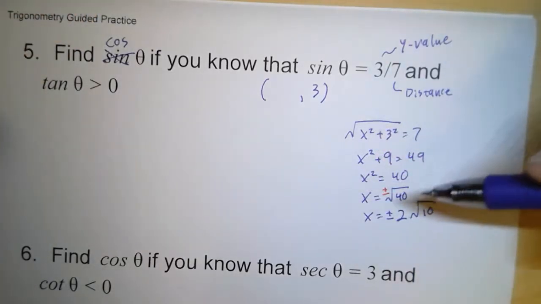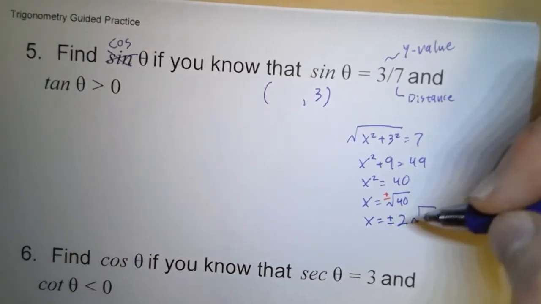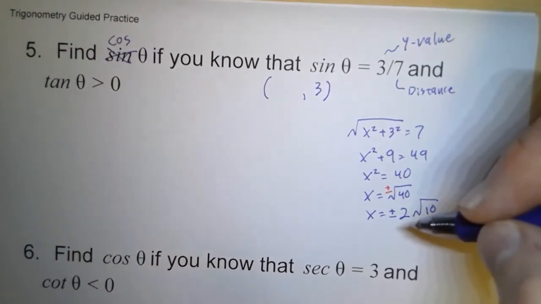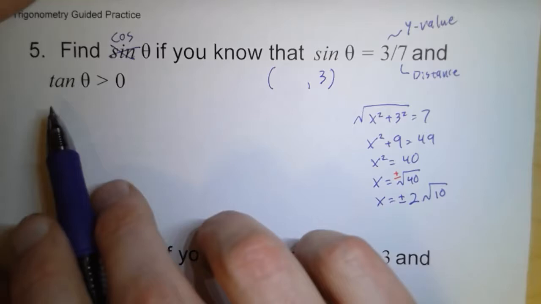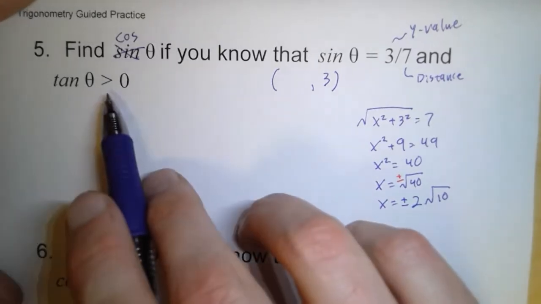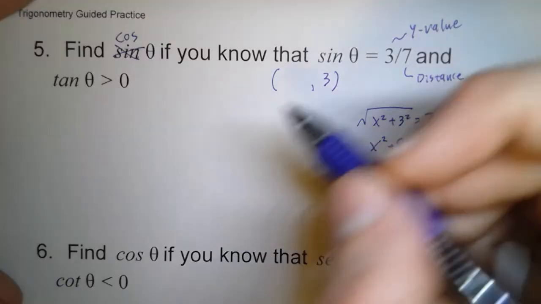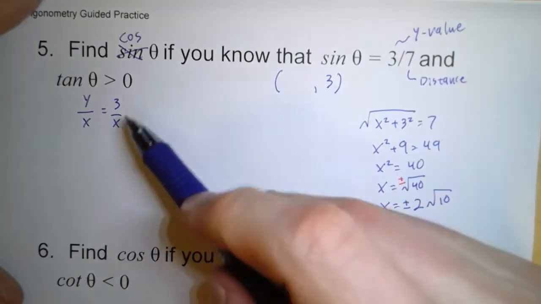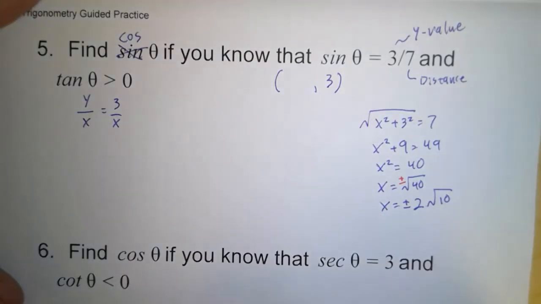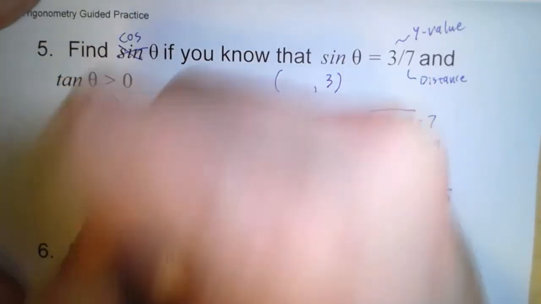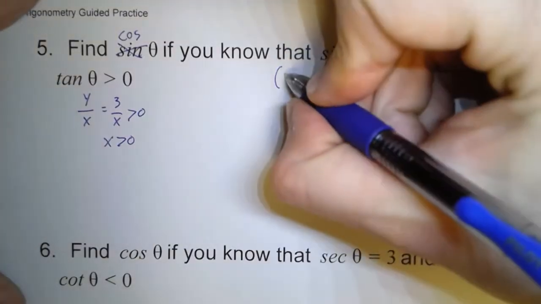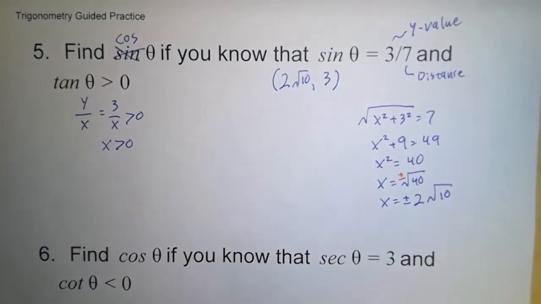Now the issue is anytime you deal with a problem like this is that x could be positive or negative, and we need a little more information in order to tell which one it is. Well, that's where this piece of information helps us. It says tangent of theta is greater than 0. Now what is tangent? Tangent is just y over x. And we know that y has to be 3. So whatever x is, if we take 3 divided by that, we should get a positive number. So that tells us that if this is greater than 0, that means x has to be greater than 0. So that means our coordinate is 2 square root of 10. It has to be positive.